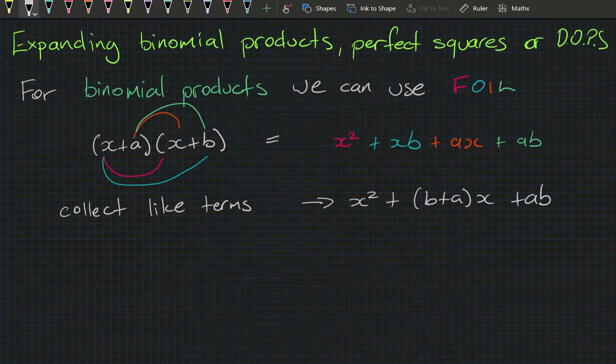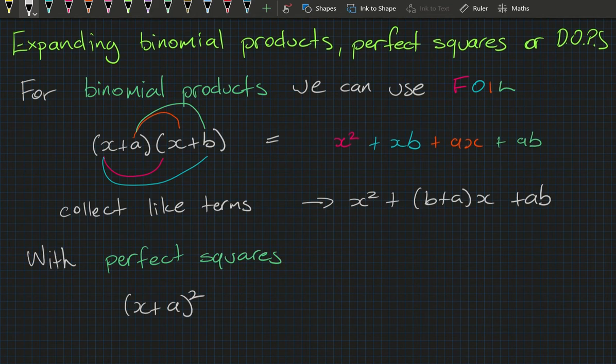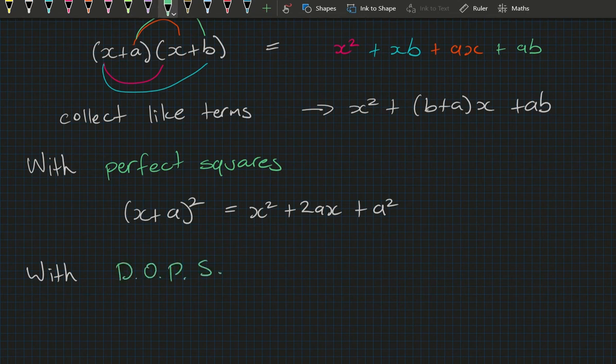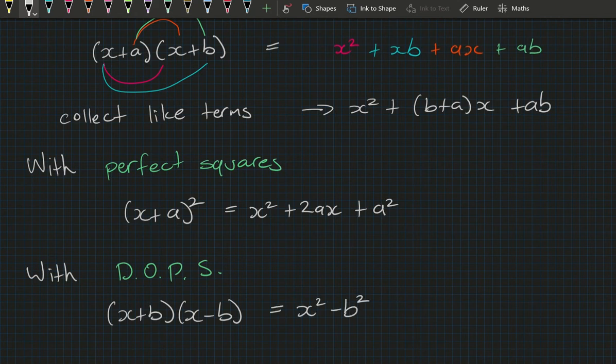And don't forget, we need to keep our eye out for perfect squares and difference of perfect squares. Because with perfect squares, like x plus a squared, we know that's equal to x squared plus 2ax plus a squared. And for difference of perfect squares, like x plus b multiplied by x minus b, well, that's just equal to x squared minus b squared.